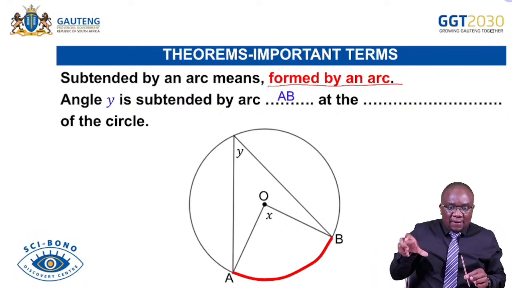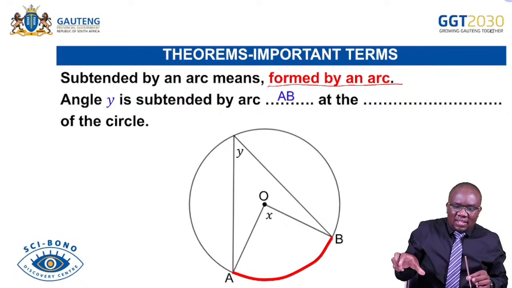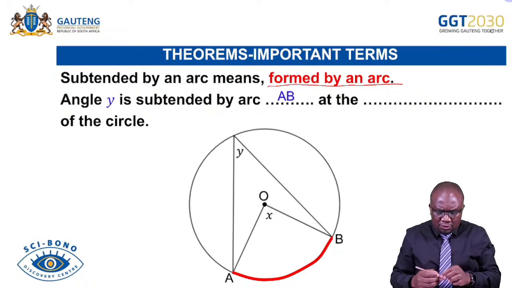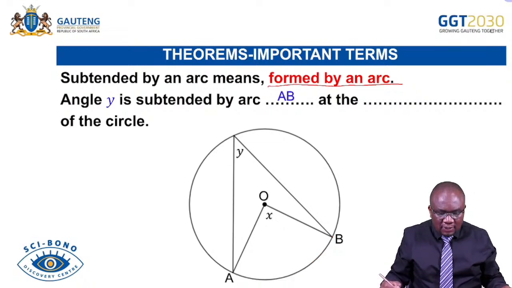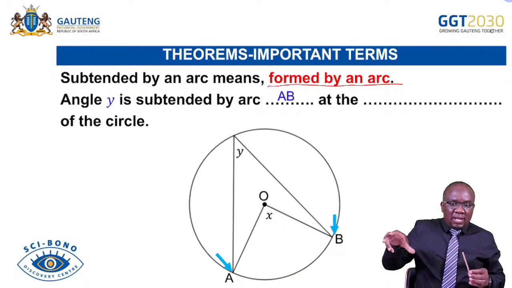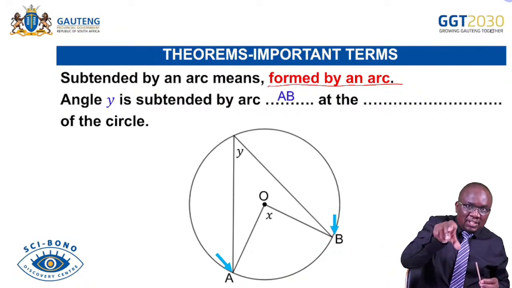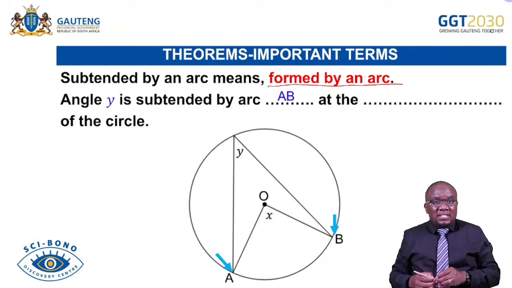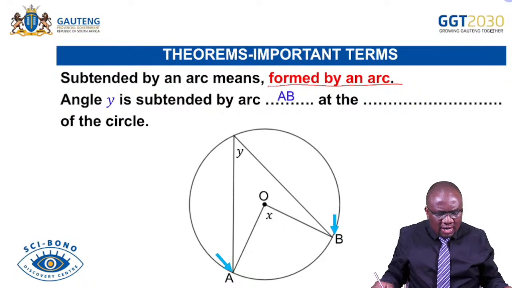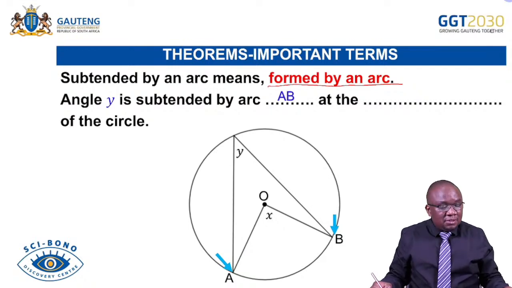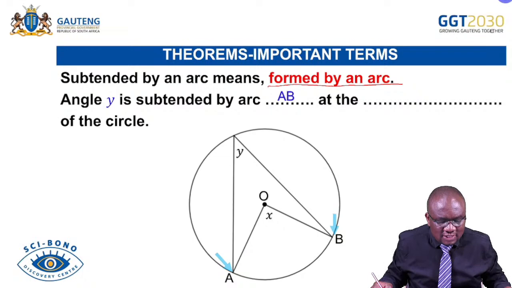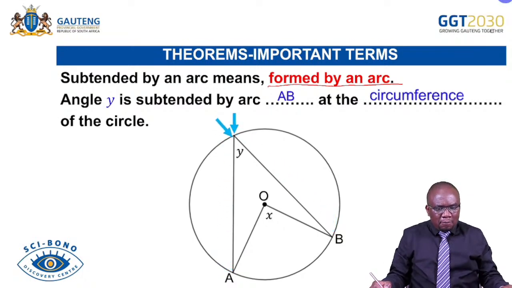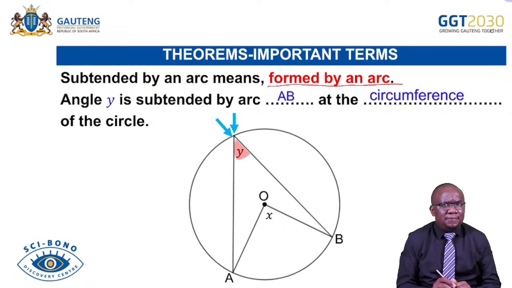You can put your fingers there on A and B, and then you move along the lines till you get to the circumference. Let me show you using the arrows. You put your fingers on A and B, and then you move following the lines till you meet at the circumference there. So that's where the angle is formed, at the circumference. So angle Y is subtended by arc AB at the circumference.